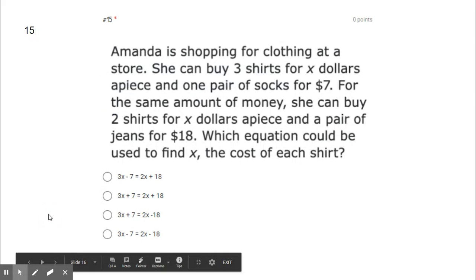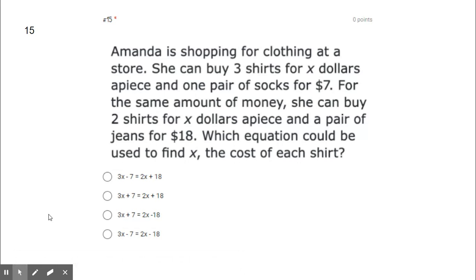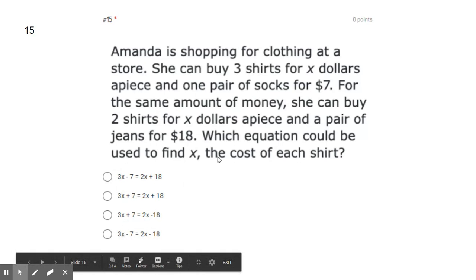Number 15. Amanda is shopping for clothing at a store. She can buy 3 shirts for X dollars a piece and 1 pair of socks for $7. For the same amount of money, she can buy 2 shirts for X dollars a piece and a pair of jeans for $18. Which equation could be used to find X, the cost of each shirt? If she's buying 3 shirts for X dollars, that means I have to have a 3X somewhere.